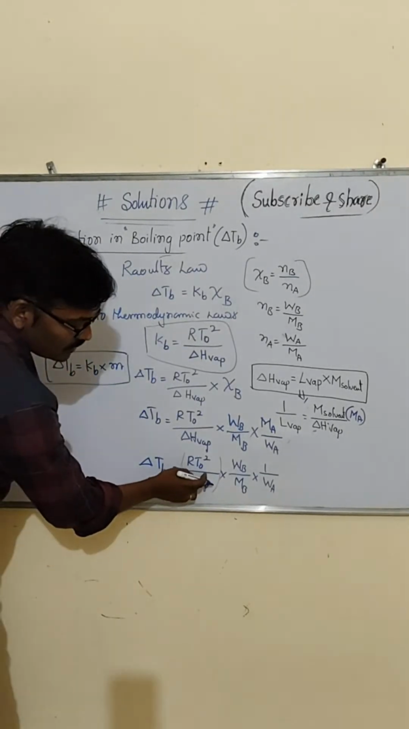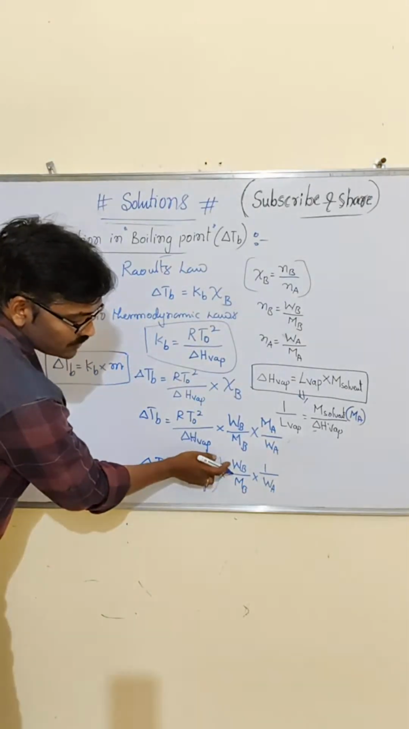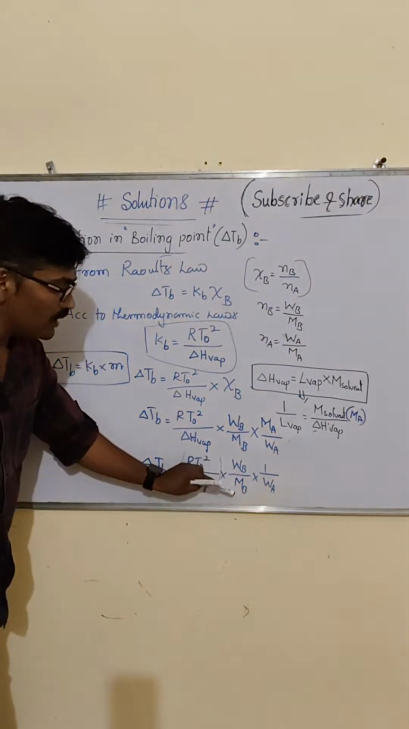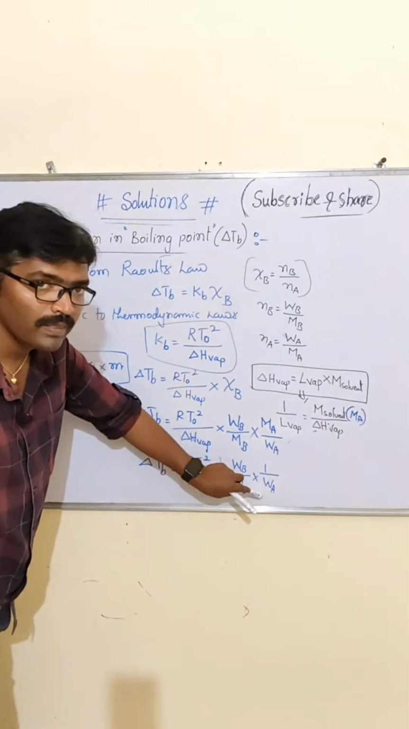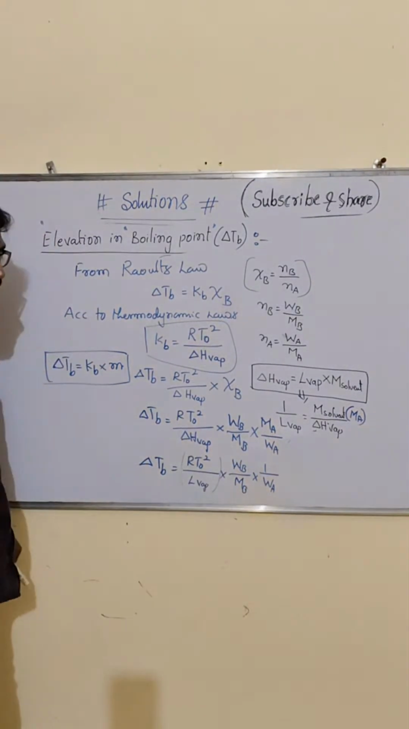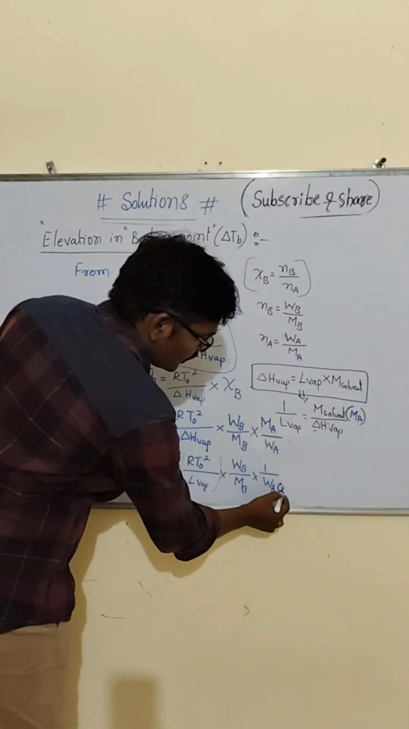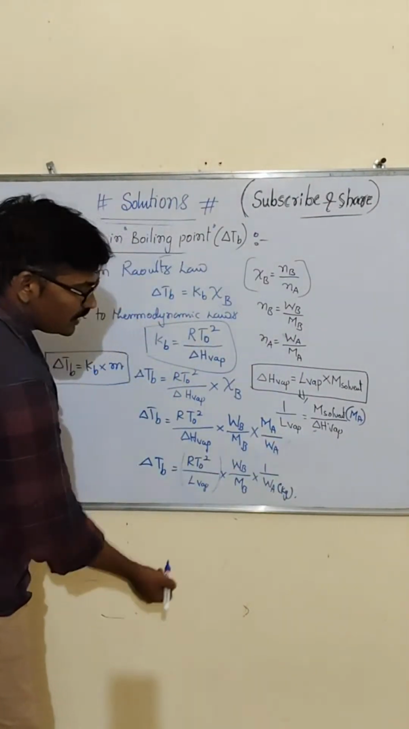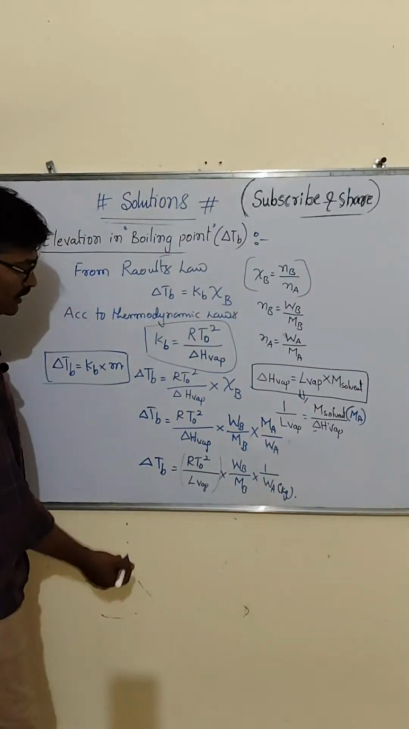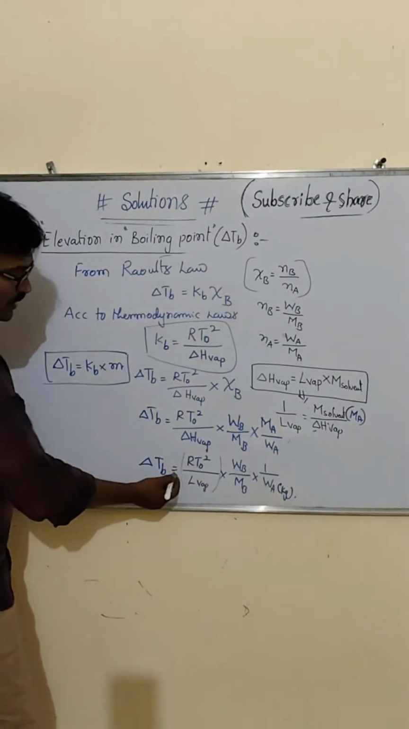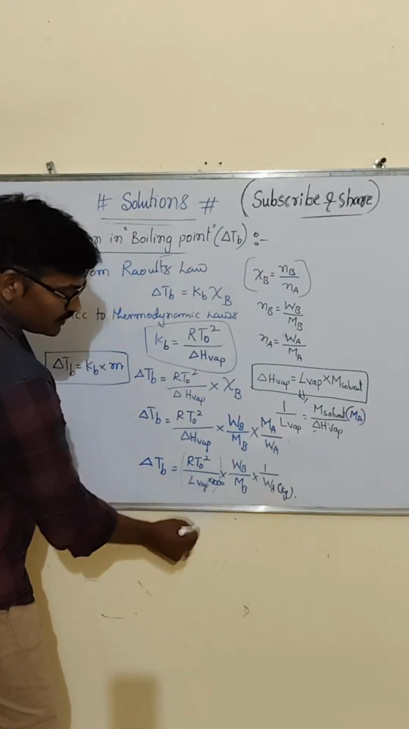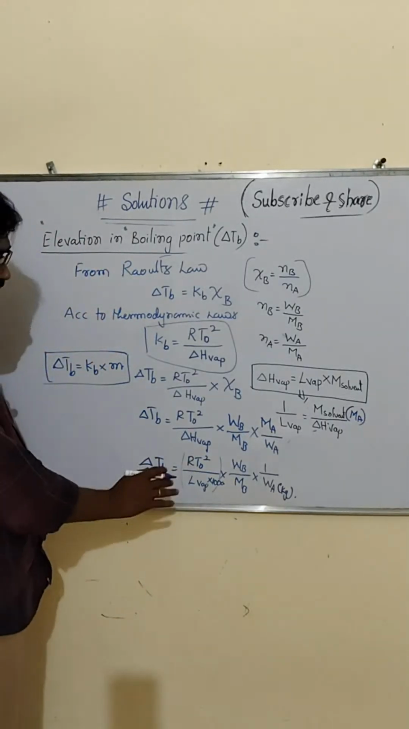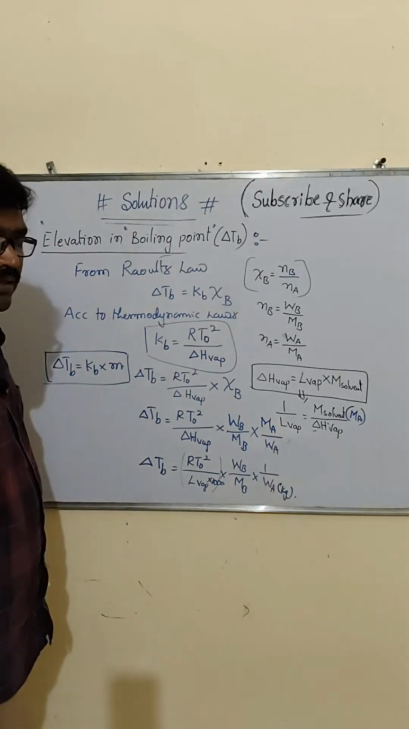Clear? This is KB, this is molality: weight of solute divided by molecular weight of solute, into 1 divided by weight of solvent in kgs. When we take it in kgs, then in the place of this we have to take it divided by 1000, so into 1000 you have to take. Clear, my dear students? Understand?